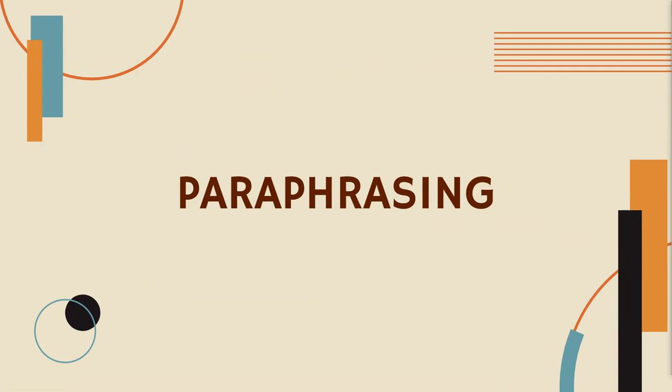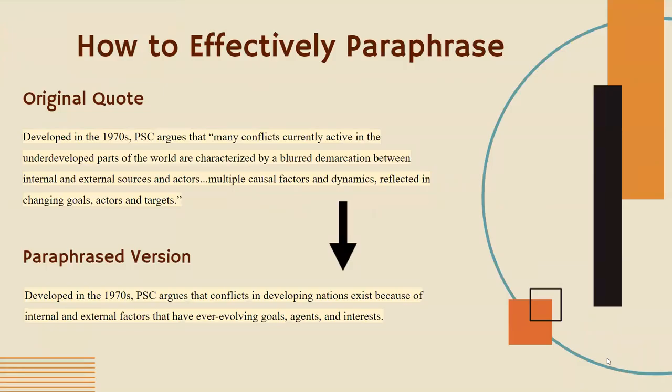So moving on, let's chat a little bit about the second way to integrate sources effectively, which is paraphrasing. I'm going to use the same senior thesis example about gun violence in the Caribbean that I used earlier. This time, however, I will paraphrase the quote. As a reminder, the quote was, as you'll see on that screen, the top half. The original quote was developed in the 1970s. PSC argues that many conflicts currently active in the underdeveloped parts of the world are characterized by a blurred demarcation between internal and external sources and actors, multiple causal factors and dynamics reflected in changing goals, actors, and targets.